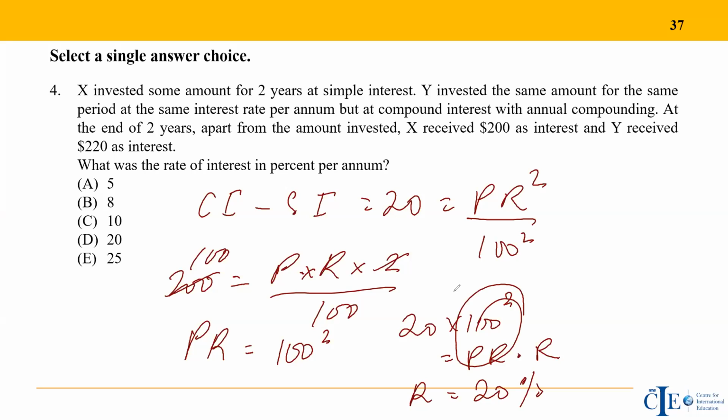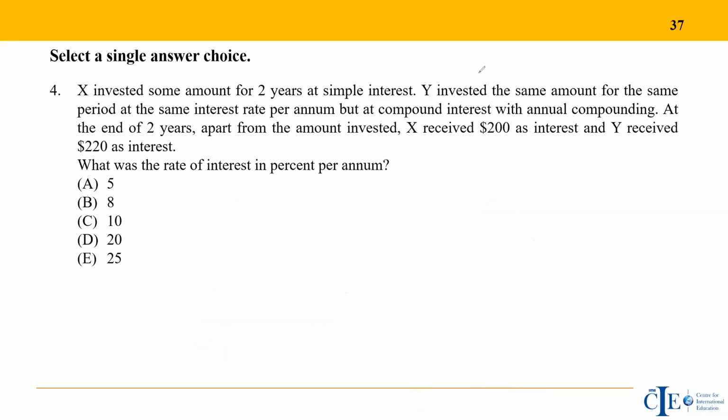Now let's also look at one alternate method here. What you see is that this difference, CI minus SI, you can just take the formulae for SI and CI, simplify and solve for 2 years, which will reduce to this one, PR square on 100 square. It's just two or three more steps that you get to it.